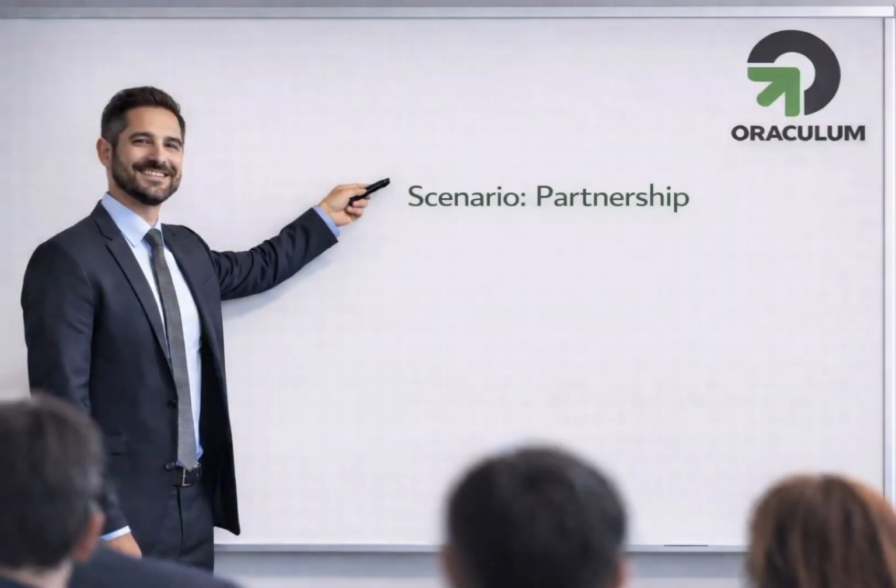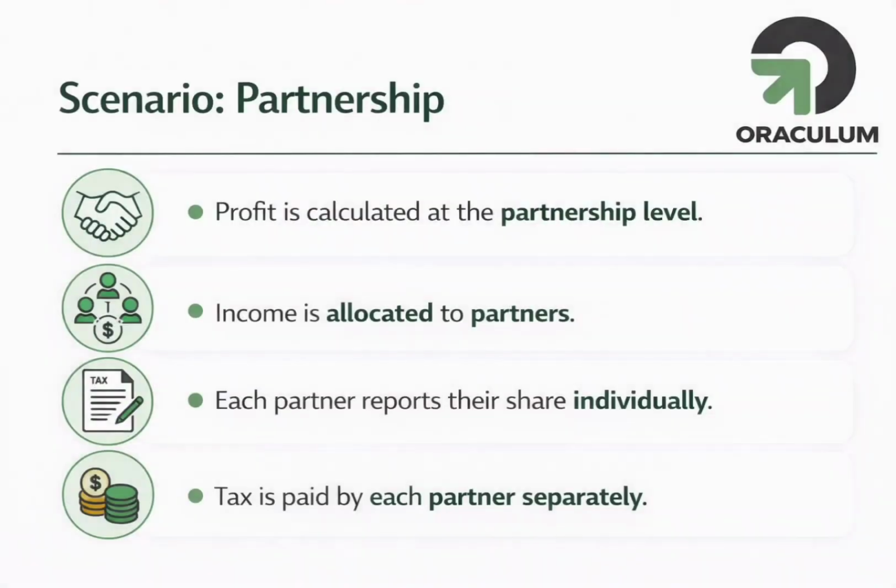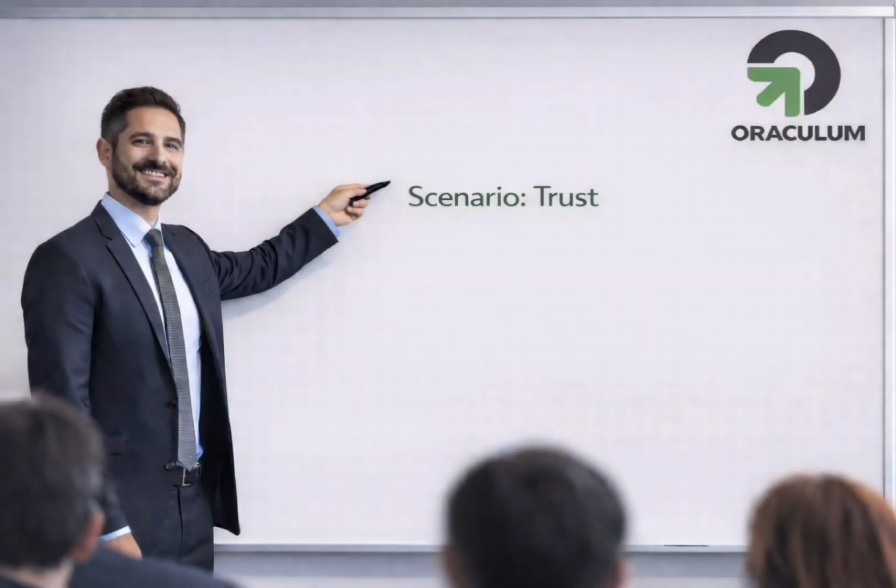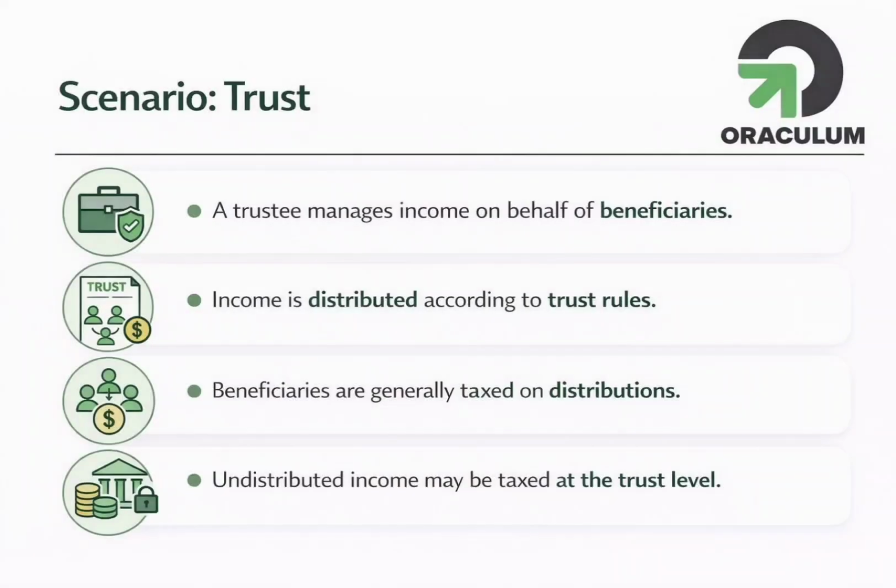Scenario: partnership. Business profit is calculated at the partnership level and allocated to partners. Each partner pays tax individually on their share. Scenario: trust. Income is managed by a trustee and distributed to beneficiaries. Tax is generally paid by beneficiaries, while undistributed income may be taxed at the trust level.